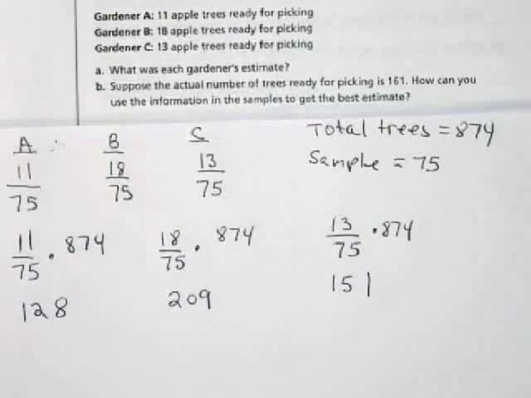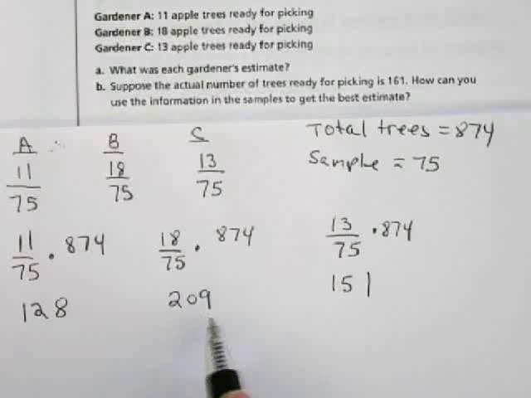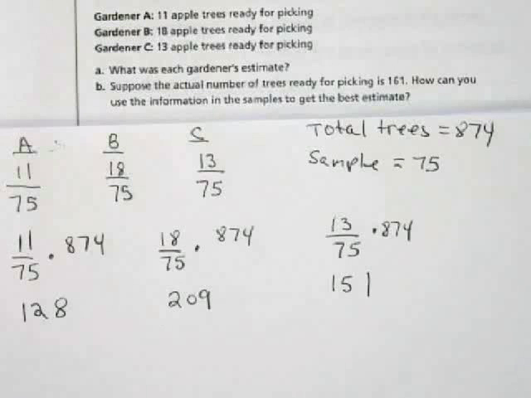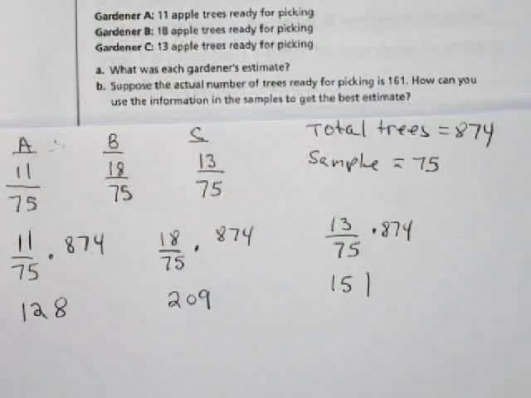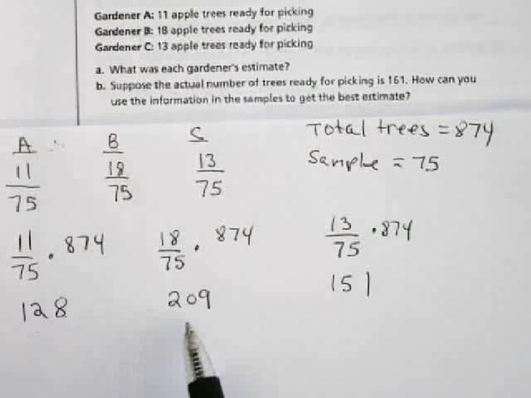Okay, so we can see that we've got quite a range. This person says 128, this person says 209, this person says 151. These estimates are wildly different, and that answers question A. What was each gardener's estimate? Well, 128, 209, and 151.